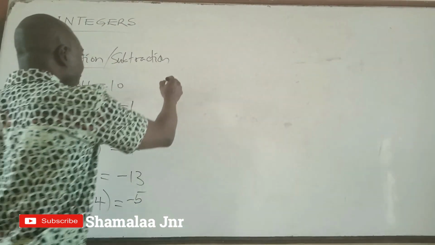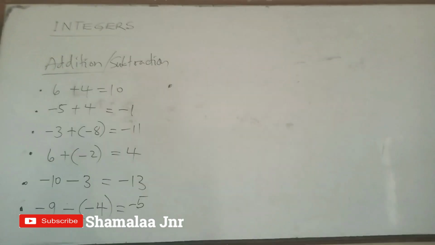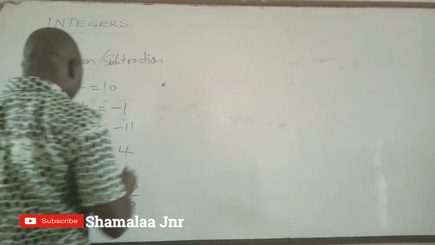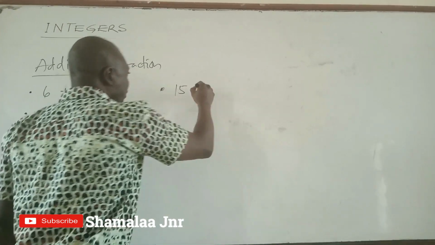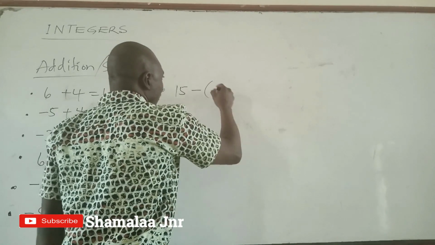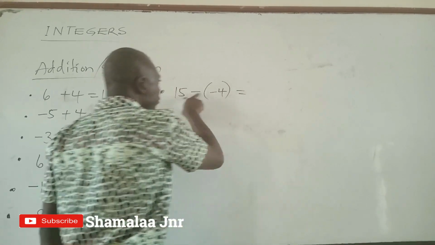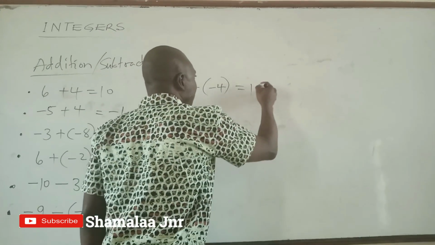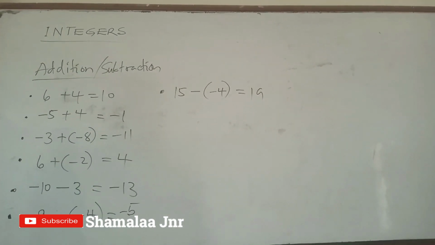You can have more examples. You can also have something like this, still under addition and subtraction of integers. You can also have 15 minus negative 4. So straight away, these two negatives are following each other closely. So this one will be 15 plus 4, 19. Excellent.